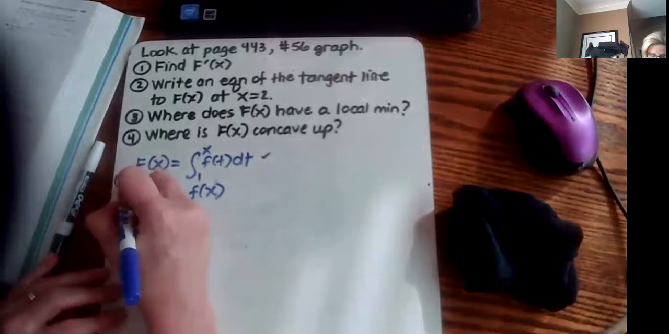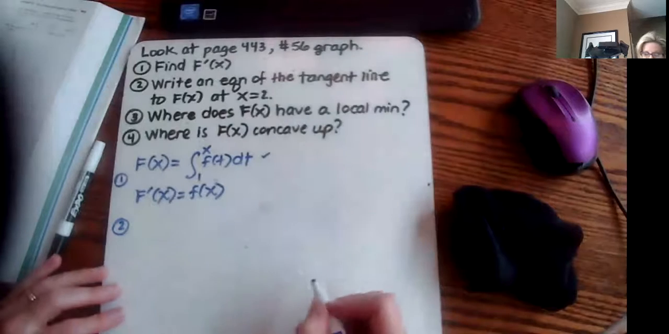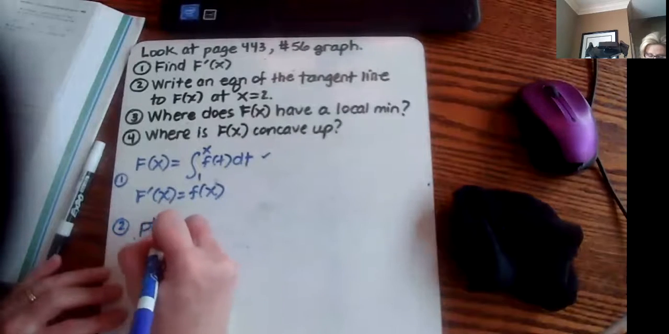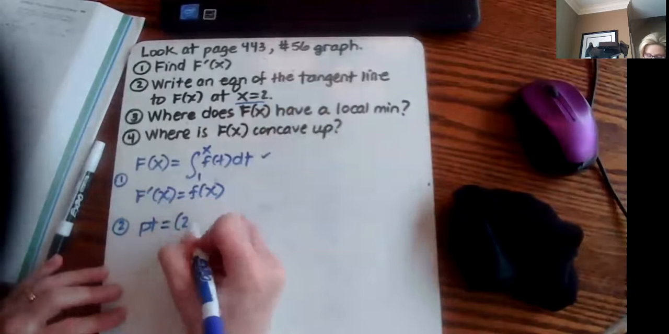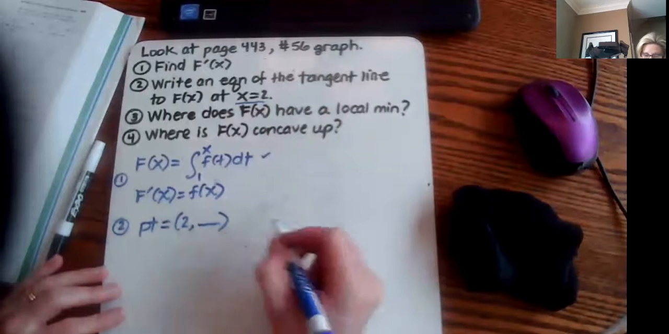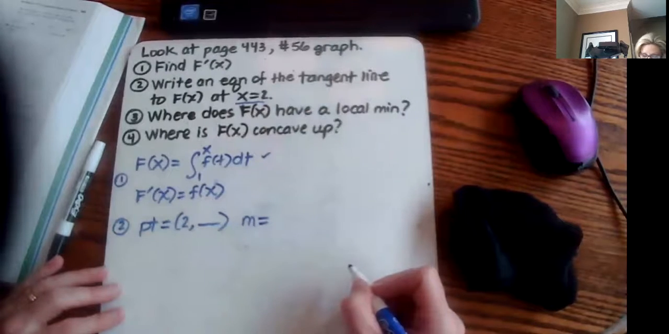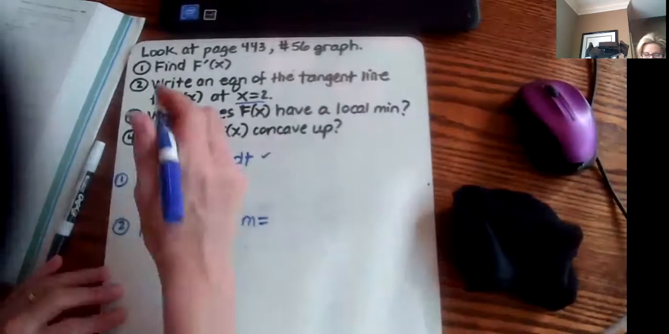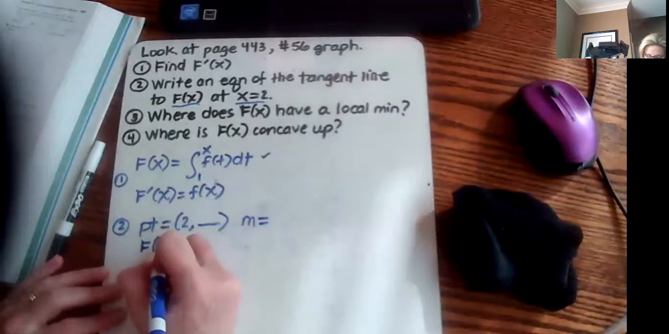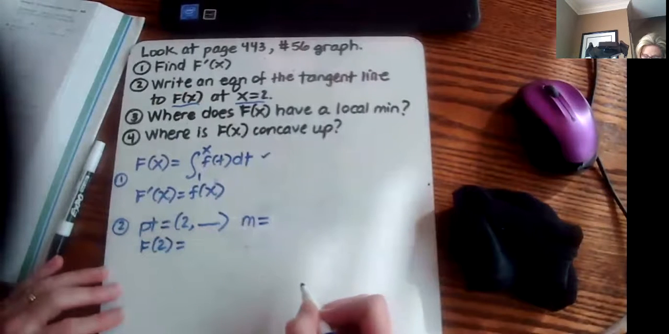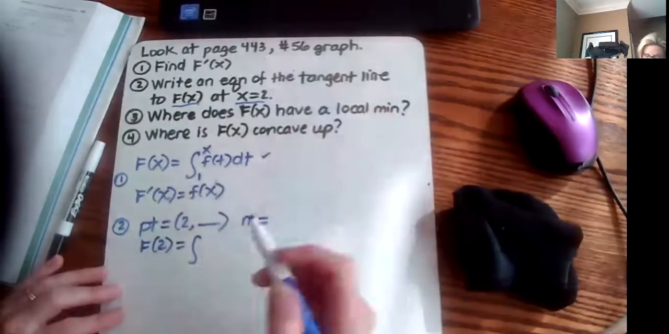Now, for problem 2, if I want you to write the equation of the tangent line, remember you need a point on the tangent line, and it says at x equals 2. So I need to say 2 comma something, and I need a slope. Now remember, I'm wanting the tangent line to the graph of F of x. So to find the y-coordinate, I need to do F of 2. Well, F of 2 is this integral right here from 1 to 2.